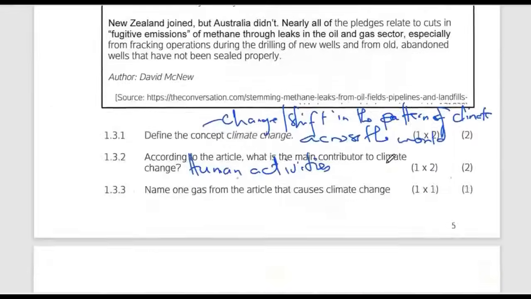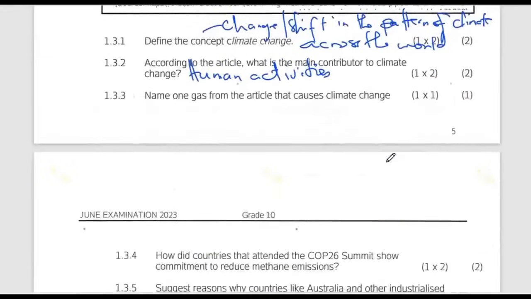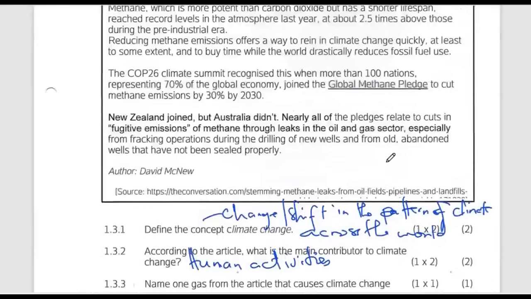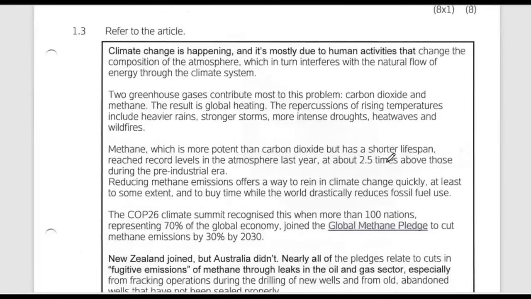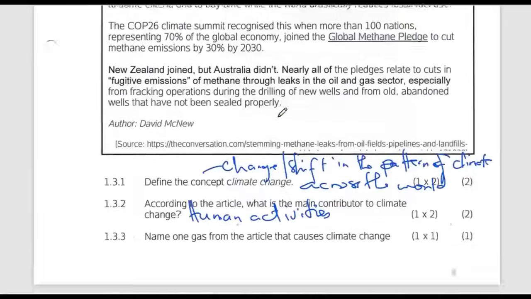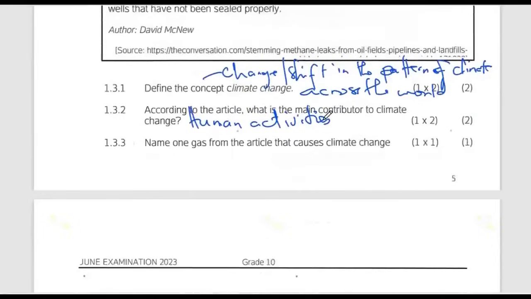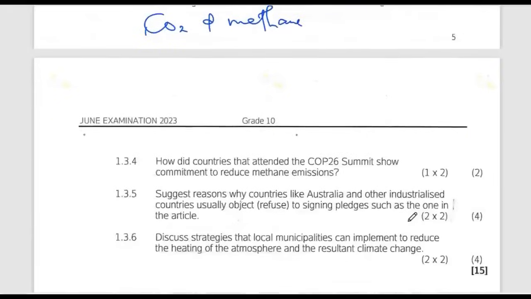Let me move on to the next question. Name one gas from the article that causes climate change. The gases are clearly indicated. It talks about carbon dioxide. It talks about methane. So basically, if you check on those two, they are the ones indicated in the text. Carbon dioxide and methane are the ones indicated in the article as the contributing gases to the problem of climate change.